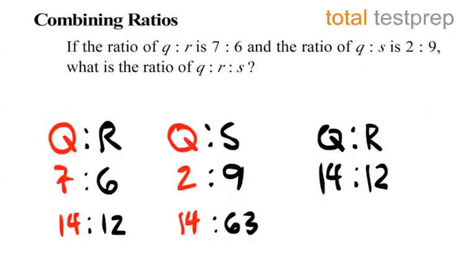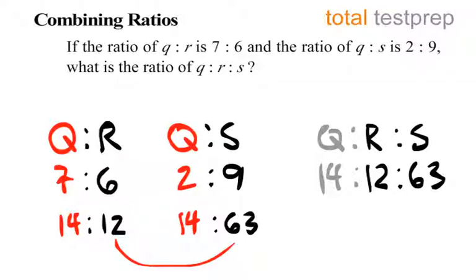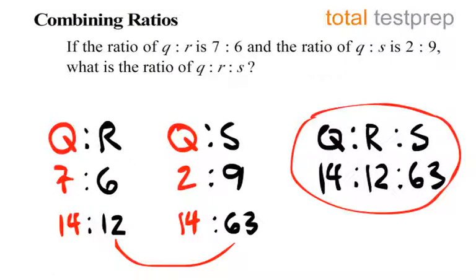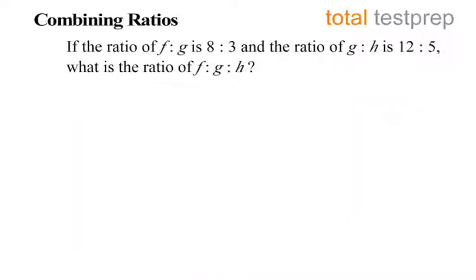So we know that the ratio of q to r is 14 to 12, and we know that the ratio of r to s is 12 to 63. How do we know that? We know that because the r on the left is a 12 and the s on the right is a 63 after we changed both of them so that the q terms are the same. So the overall ratio is 14 to 12 to 63, and so the answer is the ratio of q to r to s is 14 to 12 to 63.